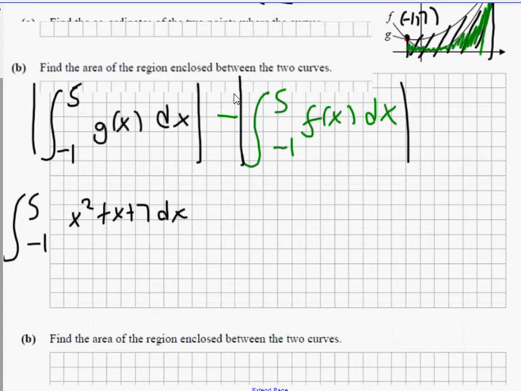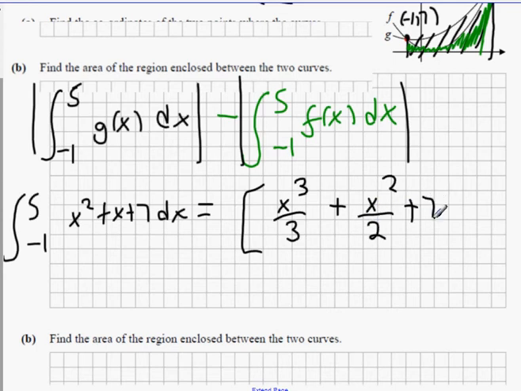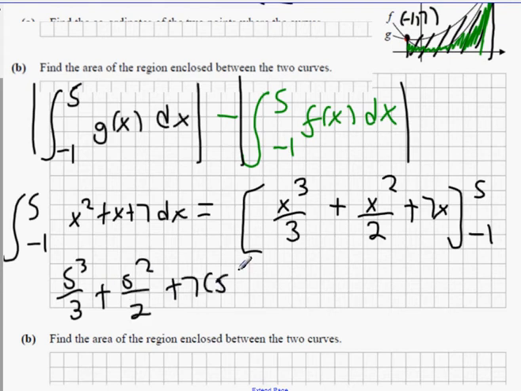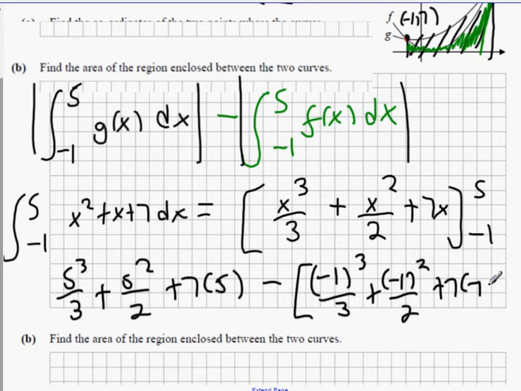What we're going to get is, we'll start off with the black region. Add on a power, x cubed divided by the new power. Add on a power, divide by the new power. And then add on an x. And then that goes from 5 to minus 1. You're going to get 5 cubed over 3 plus 5 squared over 2 plus 7 times 5, and then it's going to be minus brackets minus 1 cubed over 3 plus minus 1 squared over 2 plus 7 times minus 1. Going to put all of that into the calculator, and it's equal to 60.